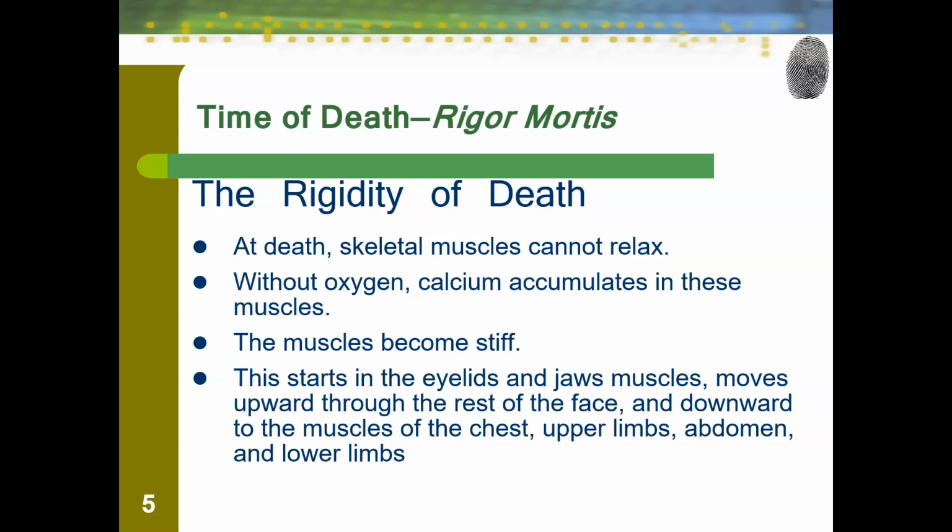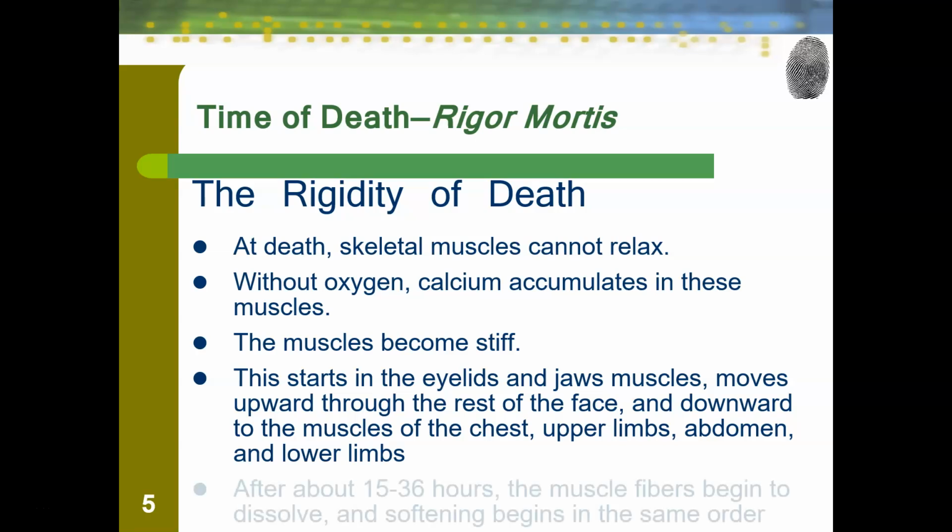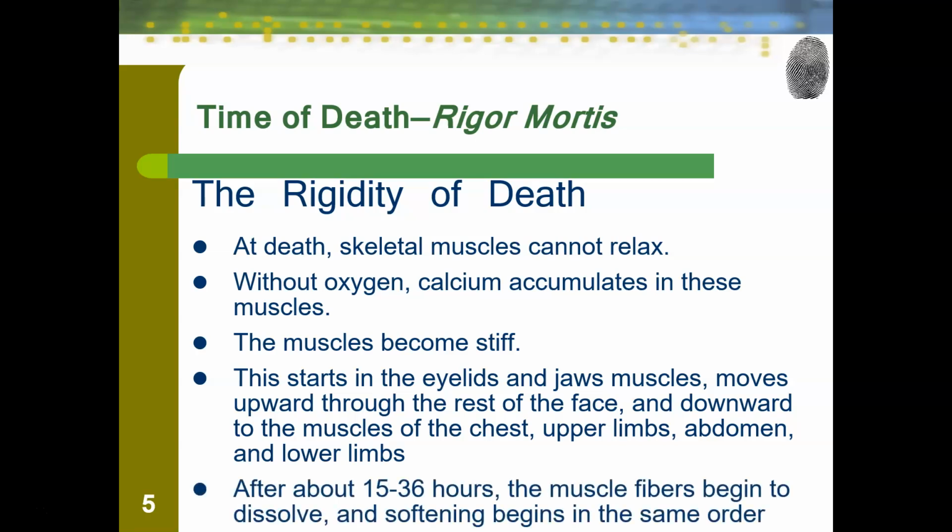This largely has to do with going through muscles based on their size, where our largest muscles, which are in our lower limbs, are the last to become stiff. After about 15 to 36 hours, the muscle fibers begin to dissolve, and then the softening begins in the same order. So people go into rigor mortis, but they also come back out of rigor mortis. It is not a state that they stay in permanently.